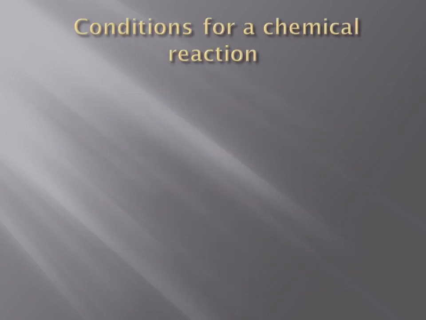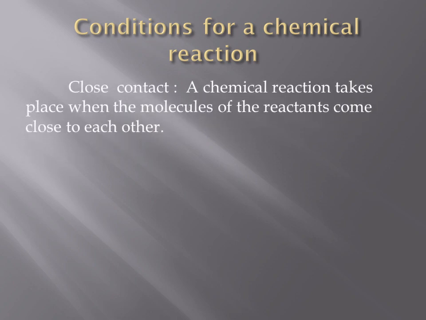Now, let us study the conditions for a chemical reaction. When does a chemical reaction take place? There are many factors that control whether a chemical reaction will take place or not. The following conditions are a few of them. Let us study the first one, close contact.